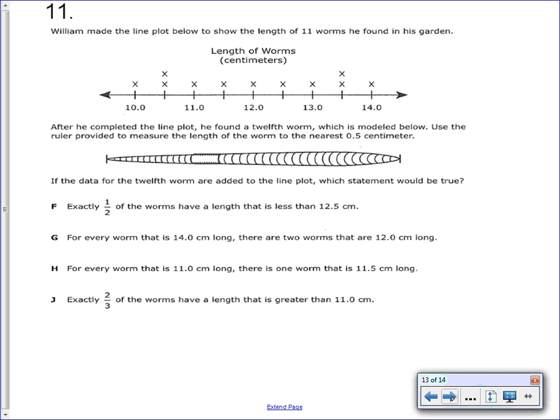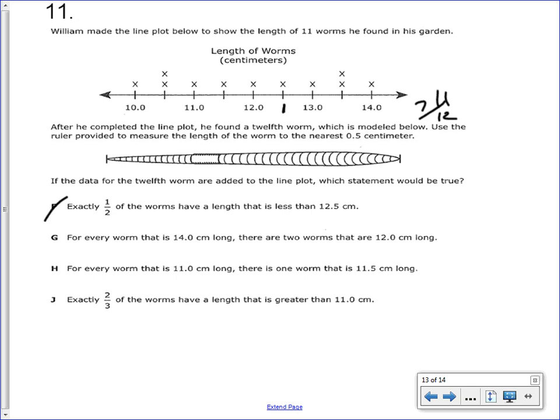So, if you look, exactly 1/2 the worms have a length that is less than 12.5 centimeters. Well, if you look at how many worms there are, 1, 2, 3, 4, 5, 6, 7, 8, 9, 10, 11, plus yours, which is 12. They said exactly 1/2 the worms have a length that's less than 12.5. Here's 12.5. It's got to be less. 1, 2, 3, 4, 5, 6. Plus yours would be 7. So that's not exactly half.